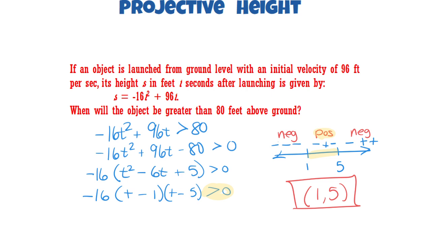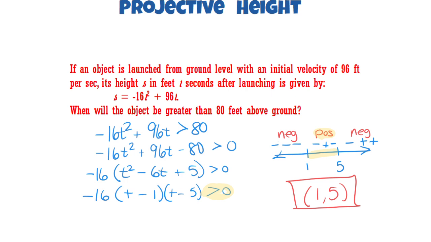Well, the 1 and 5 are your t values, right? So that's your times, and your time is measured in seconds. You have determined that it is greater than 80 feet above ground between 1 and 5 seconds. So I box this in.